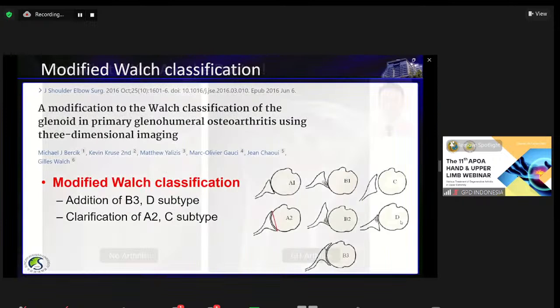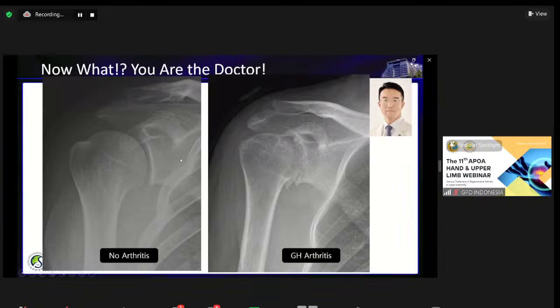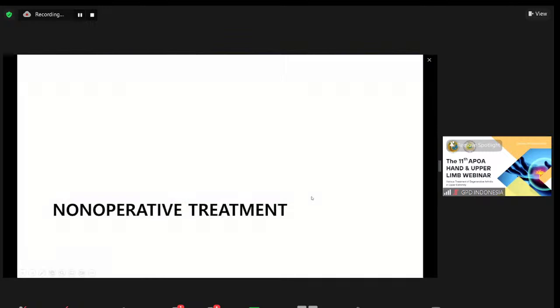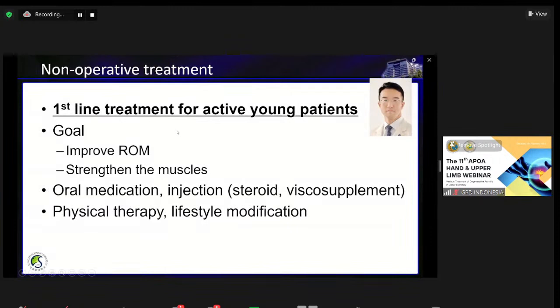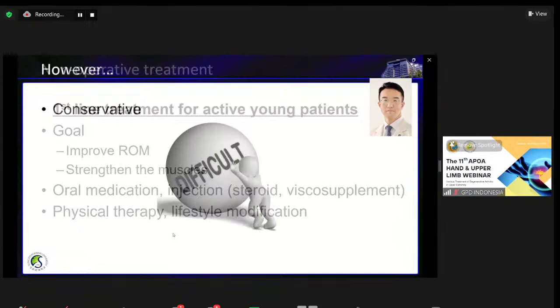So now this is the normal shoulder. If you are confronted with a young patient, 45 or 50, who comes with this arthritis, what's your option? Of course, most of them are non-operative. It's the first line of choice for active young patients, and the goal is to improve range of motion and strengthen the muscles. We can do relatively as much as we can with medication and physical therapy.